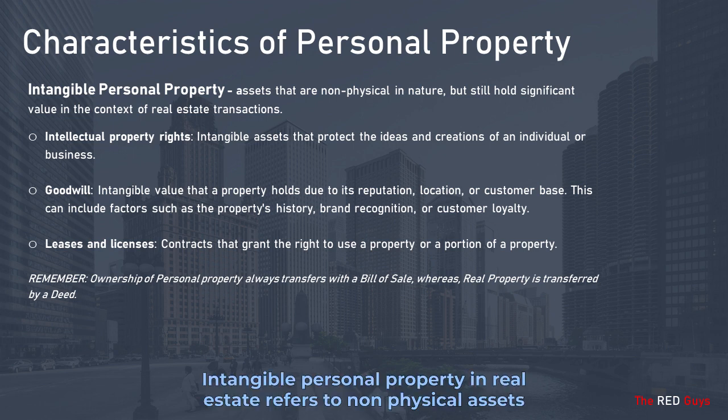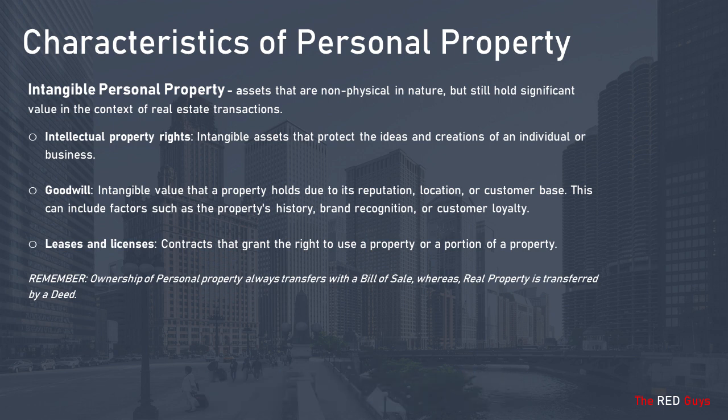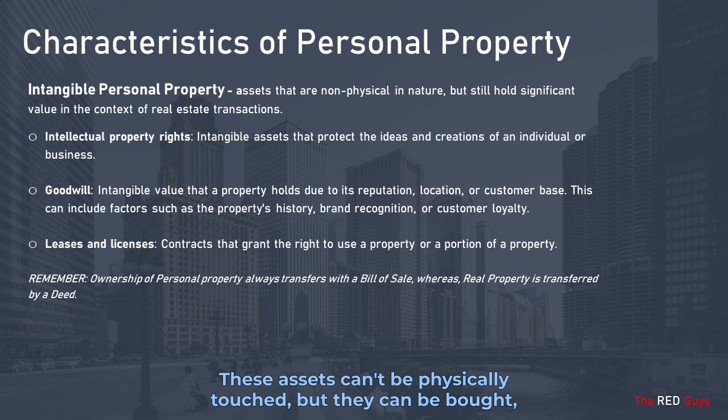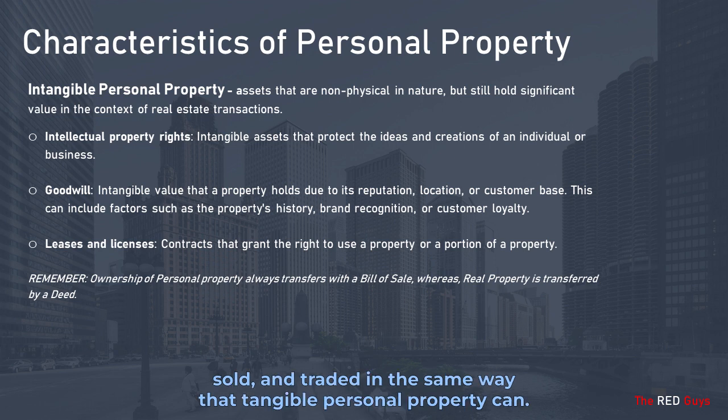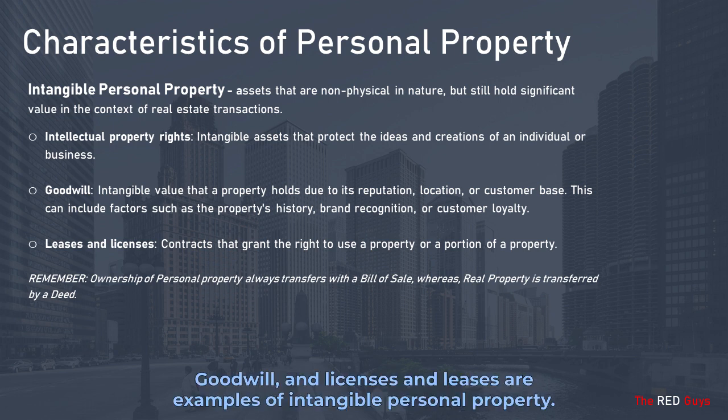Intangible personal property in real estate refers to non-physical assets that have significant value in the context of real estate transactions. These assets can't be physically touched, but they can be bought, sold, and traded in the same way that tangible personal property can. Intellectual property rights, goodwill, and licenses and leases are examples of intangible personal property.